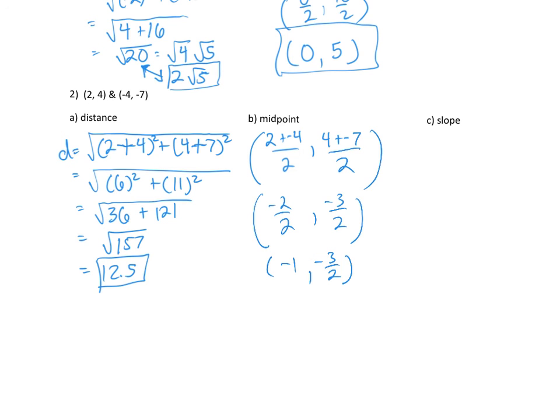My slope, y's first. So 4 and negative 7 is what I'm going to use. So 4 minus negative 7, that's the difference of y's. X's, 2 minus negative 4. So this changes into plus. My slope then is 11 over 6. It doesn't simplify more. That is my slope. Here is my midpoint. And that is my distance.